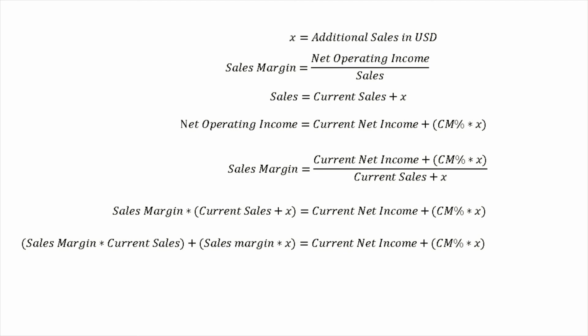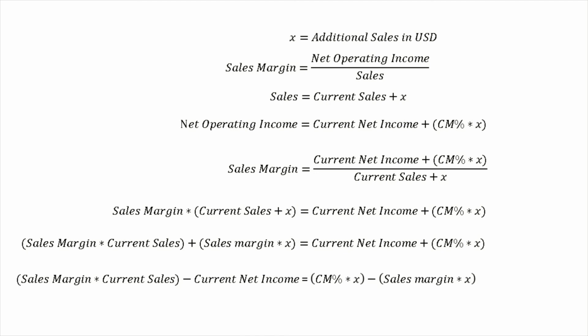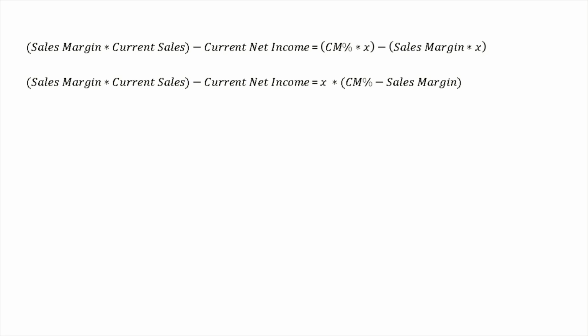We are going to isolate all the terms which have X in it, and we have sales margin multiplied to current sales minus current income is equal to contribution margin multiplied to the additional sales in US dollars minus sales margin multiplied to the additional sales. Then we are going to factor the right side of the equation, and that is the contribution margin multiplied to X minus sales margin multiplied to X can be factored into X multiplied to the difference between the contribution margin and the sales margin.